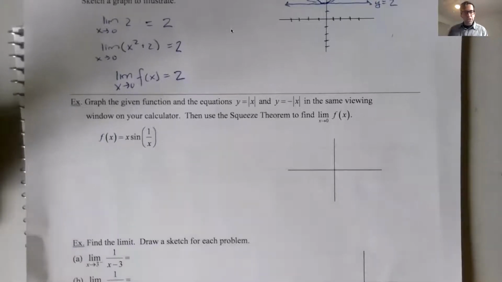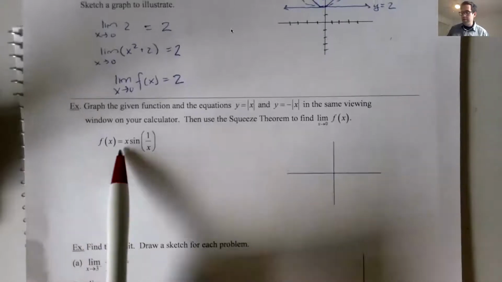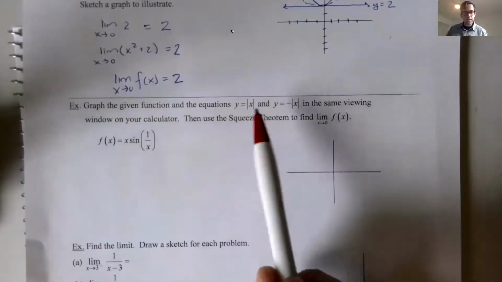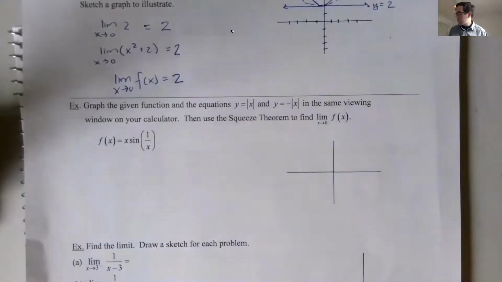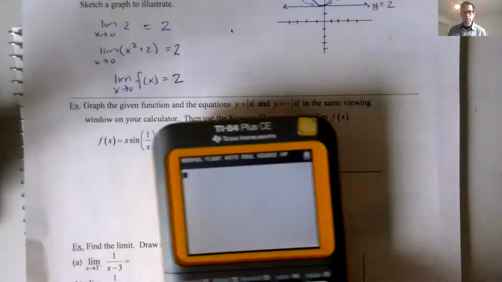Graph the given functions of the equations. Graph y equals absolute value of x and y equals negative absolute value of x in the same viewing window on your calculator. Then use the squeeze theorem. So we're going to graph x times sine of 1 over x, absolute value of x, and negative absolute value of x. Let's try it.